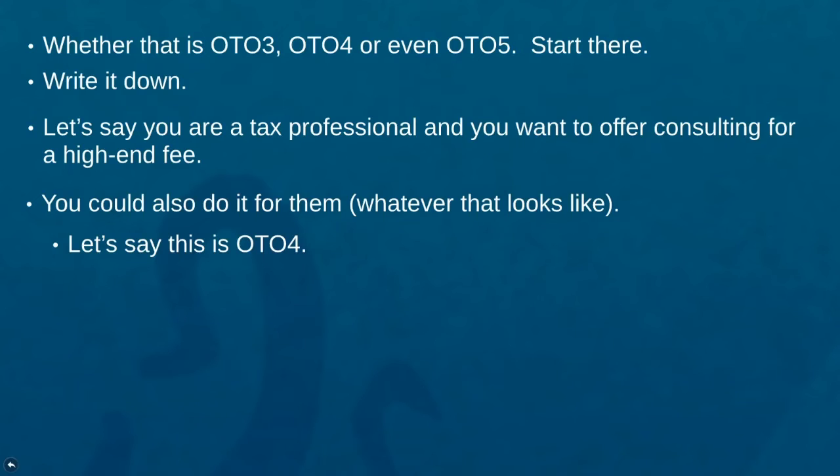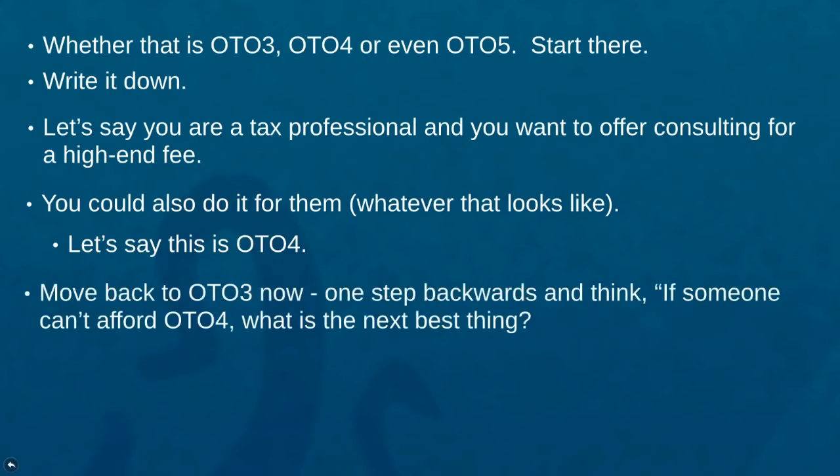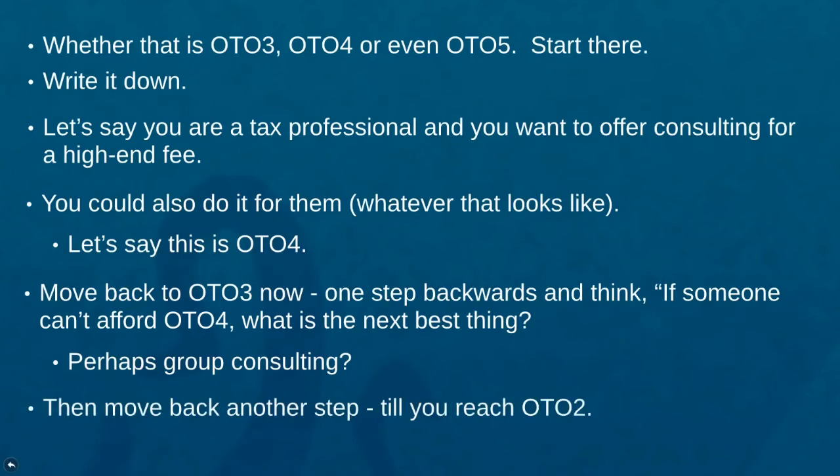So let's say, for example, that we have 4 one-time offers, and we'll start with one-time offer number 4. So what we need to do is figure out, okay, one-time offer 4, in this case, is the person offering consulting at a high-end fee. From there, you need to move one step back to one-time offer number 3. So basically one step backwards and think, all right, if someone cannot afford one-time offer number 4, what is the next best thing? In other words, we like to take a piece of that and move backwards. So what is the next best thing? Perhaps group consulting. So maybe group consulting could be one-time offer number 3, and one-time offer number 4, maybe that's one-on-one personal consulting. So number 4 is one-on-one, number 3 is group consulting, and then move backwards.